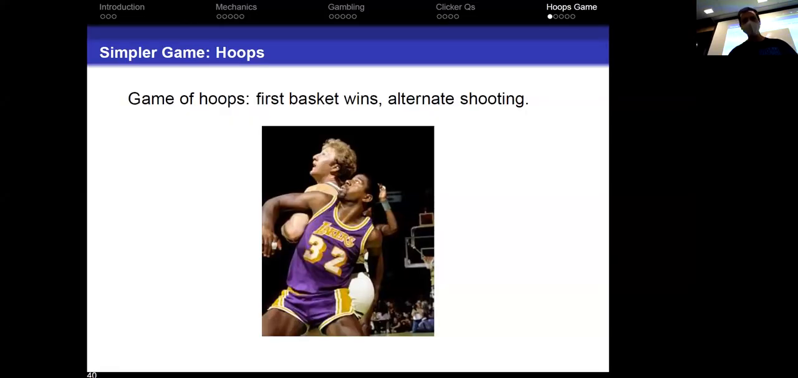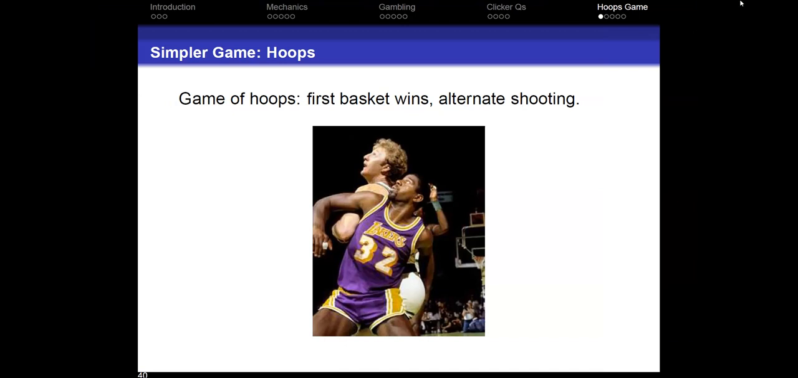All right, so does anybody know who these two players are? Magic Johnson and Larry Bird. And the reason I am using Larry Bird and Magic Johnson is because I'm old. When I was young, there were three teams in basketball: Celtics, Lakers, and 76ers. Celtics played the 76ers, winner played the Lakers.